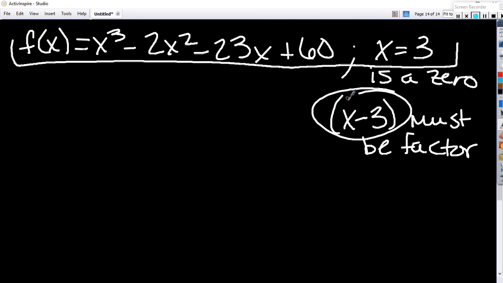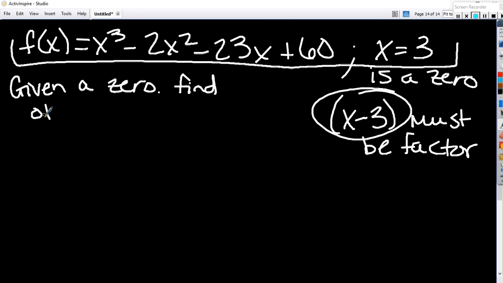Does that make sense? All right. If it gives you x equals 3 is 0, then it's x. Is it minus 3 because it's opposite sign? No, it's going to be the same. It's the same sign as the 0, opposite sign of the factor. So given a 0, find the other zeros.